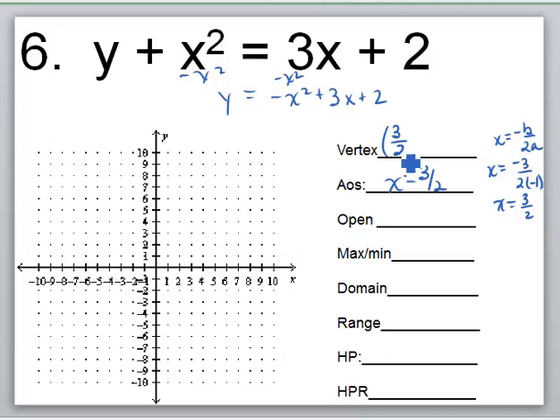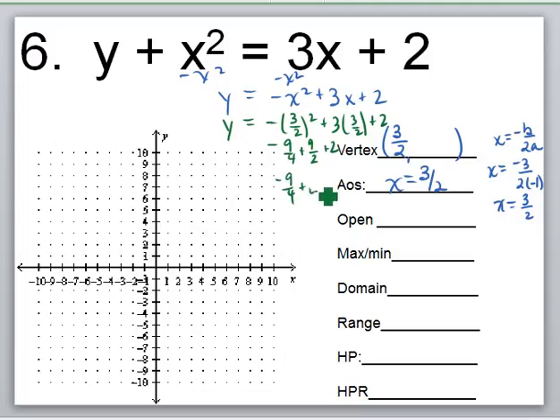My vertex then is 3 halves comma something. So I'm going to have to plug in the fraction to get my actual vertex. So I've got negative 3 halves squared plus 3 times 3 halves plus 2. So I get negative 9 fourths plus 9 halves plus 2. Common denominator of 4 will give me, let's see, positive 9 plus 8. Oops, this should be over 4. Still positive 9 plus 8 is 17 fourths.